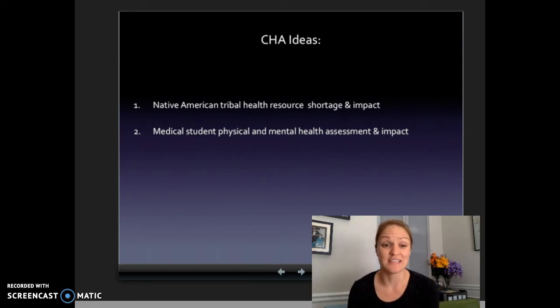The second idea is my medical school student population, their physical and mental health assessment and impact. There's a couple of ways I can slant this, and I want your feedback from both our professor and my classmates. I can do the psychosocial and do stress reduction, and there's a high suicidality and suicide ideation, which is thoughts of suicide, in the medical student population higher than the regular population.